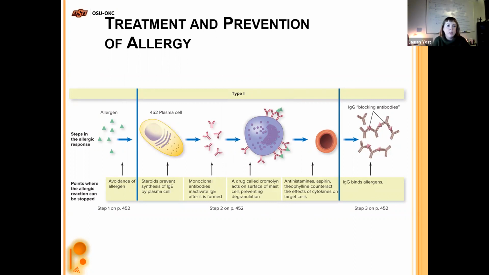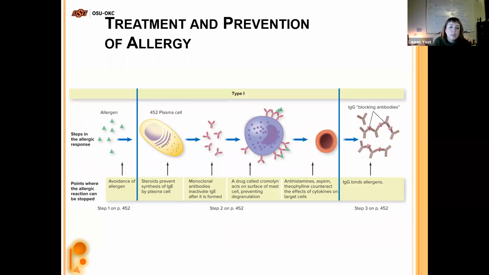Okay, treatment and prevention of allergies. Obviously, you want to avoid your allergen, but if we can treat or prevent it, and eventually, hopefully, I don't want to say cure you of your allergen problem, but eliminate it, hopefully. Steroids can prevent the synthesis of IgE by the plasma cell, so you don't make the IgE in response to the allergen. We also have monoclonal antibodies that can inactivate the IgE itself after it has been formed.